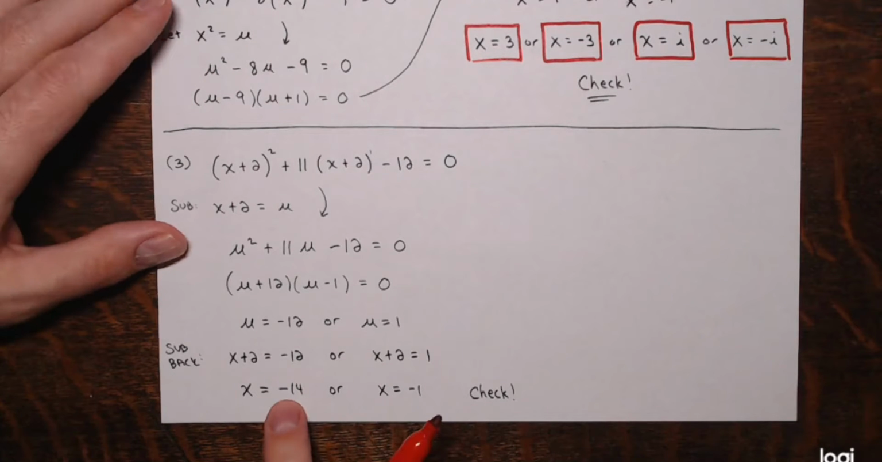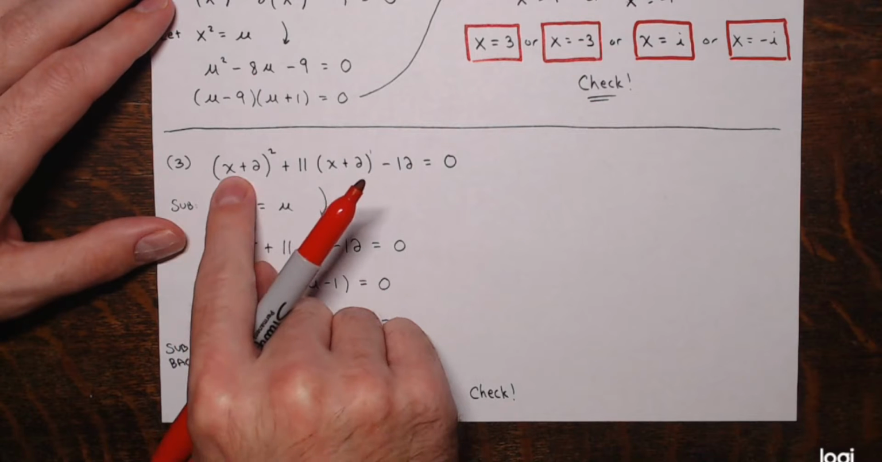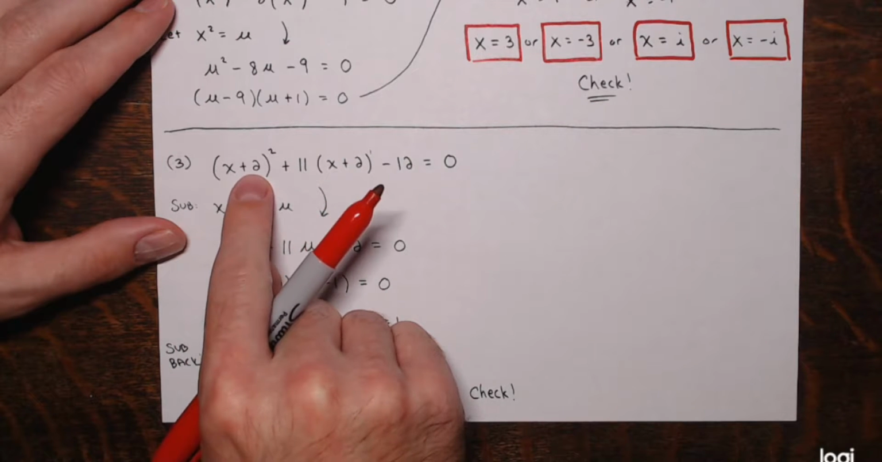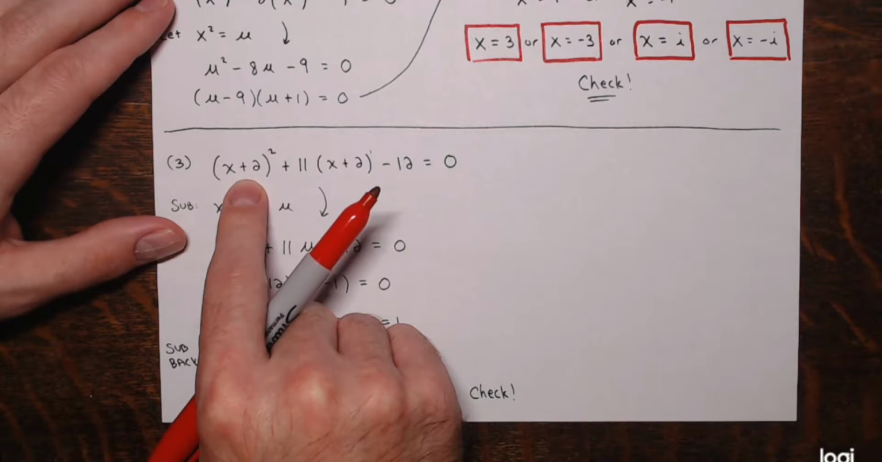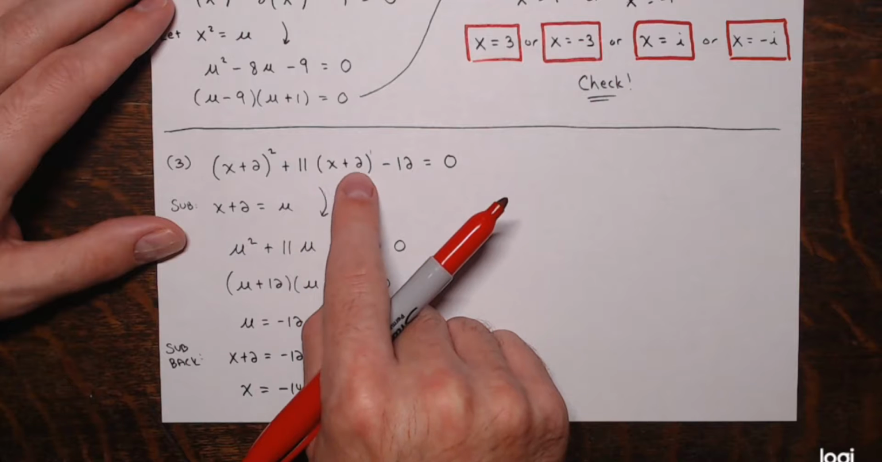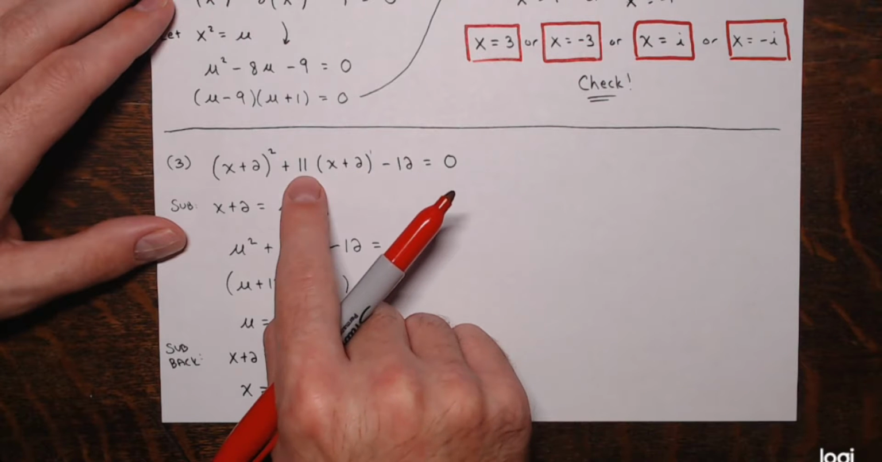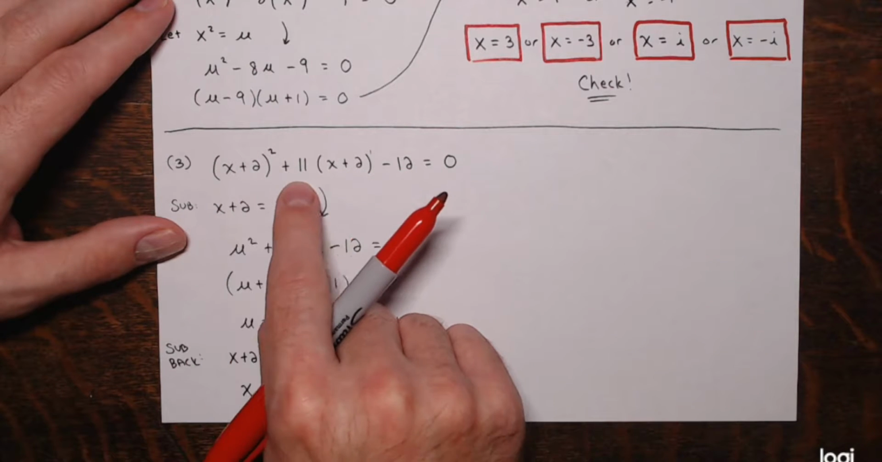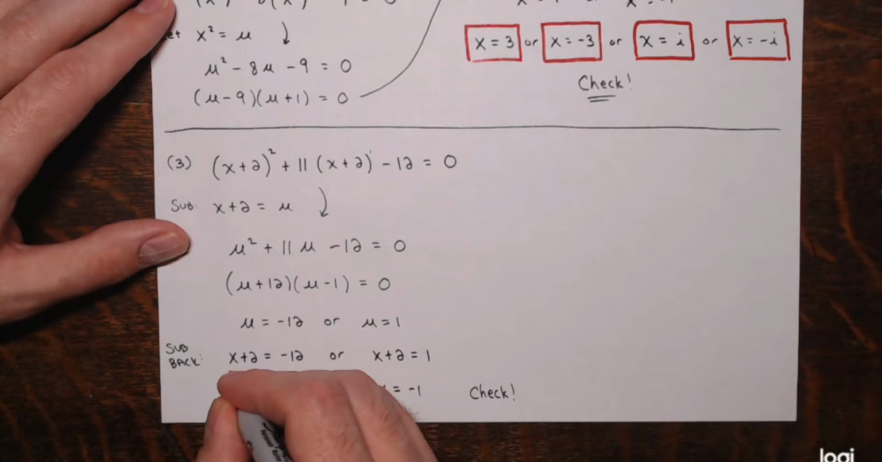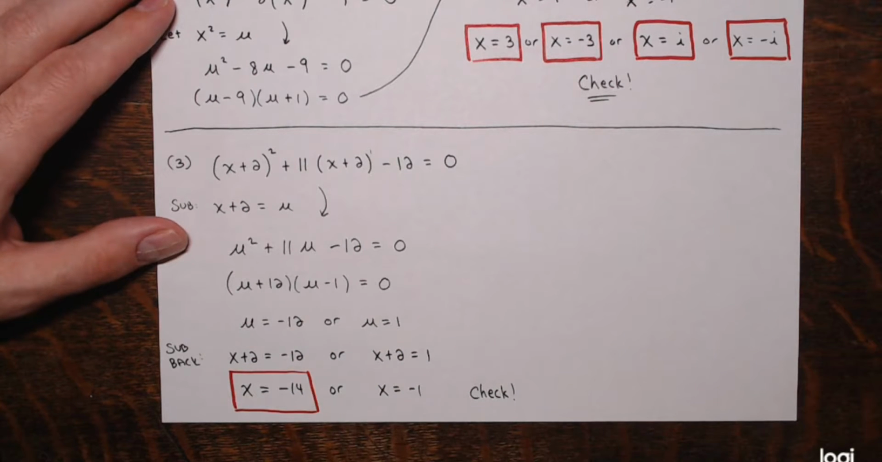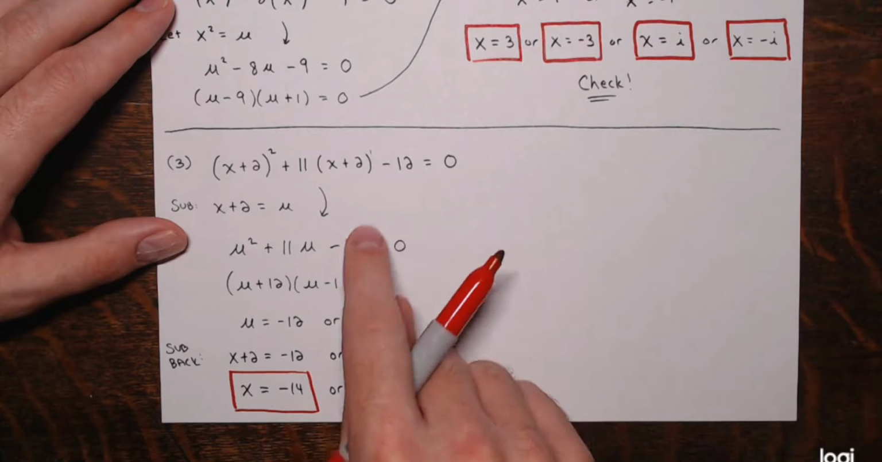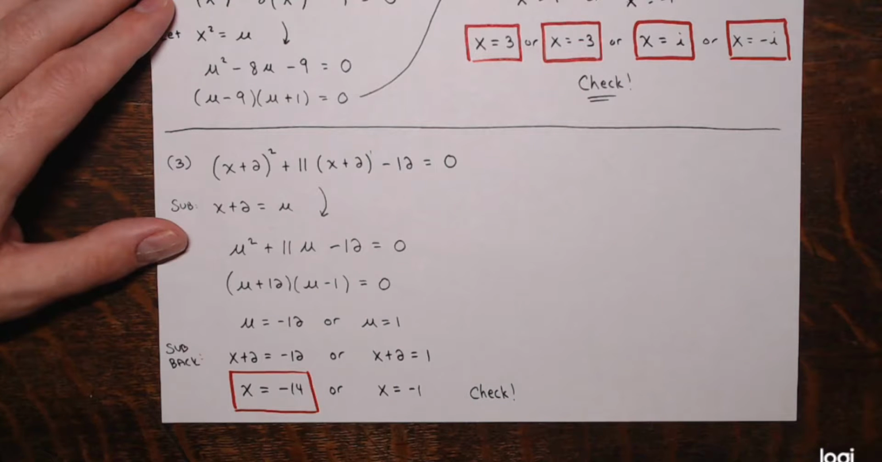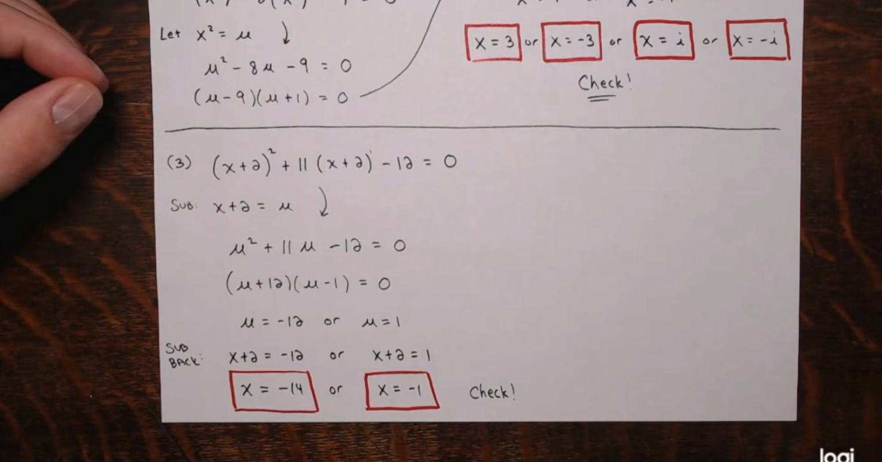All right, and don't forget to check these, of course. Now when x equals negative 14, negative 14 plus 2 is negative 12. Squared would be positive 144. And then negative 14 plus 2 is negative 12 again, times 11 would be negative 132, minus 12 would be negative 144. You have positive 144 minus 144. That's definitely equal to 0. So negative 14 works. And then when you plug in negative 1, you just get 1 plus 11 minus 12, which is 12 minus 12. 12 minus 12 is equal to 0 for certain. So both of these for certain work in the original equation.